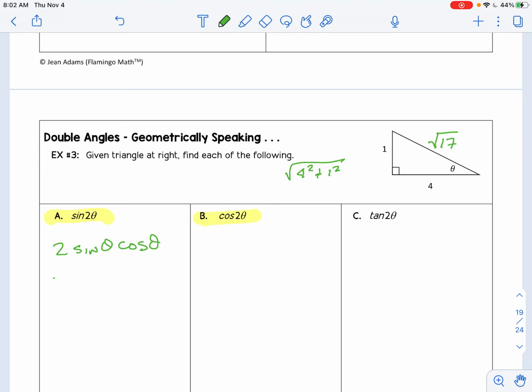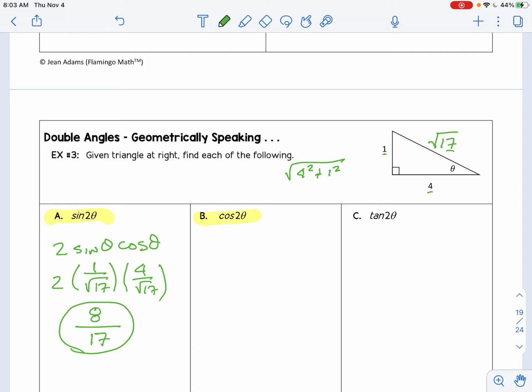All right, then I'd have 2. What is sine of theta? Sine is opposite over hypotenuse, so this would be 1 over root 17. And then cosine would be adjacent over hypotenuse, which is 4 over root 17. Now if you multiply that together, 2 times 1 times 4 gives me 8. What's nice is that root 17 times root 17 just gives me 17. So that gives me the value of the double angle, which, as we talked about in class, shows up in solving some physics problems.